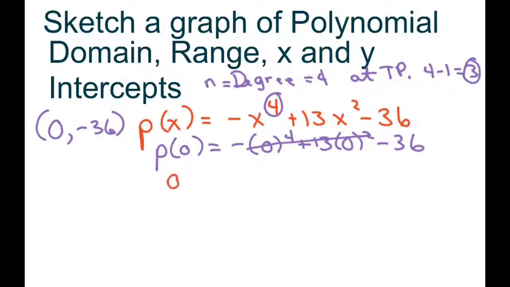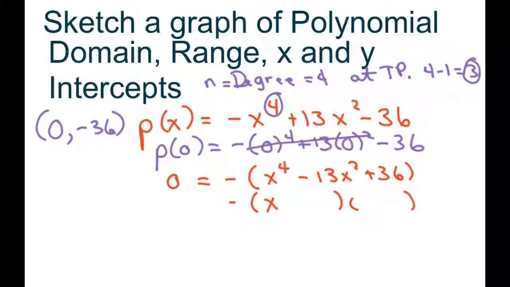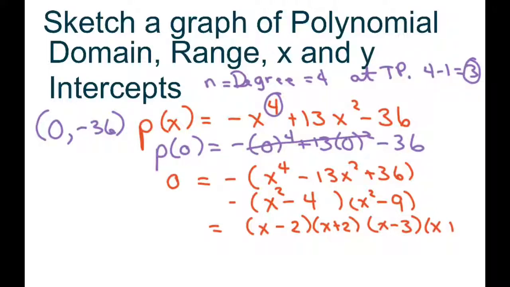x-intercepts, we have to let y equal 0. And I'm going to go ahead and factor this. I'm going to pull out a negative 1. And then factor this. So this will be x squared minus 4, and x squared minus 9. And this is going to equal x minus 2, x plus 2, x minus 3, and x plus 3.